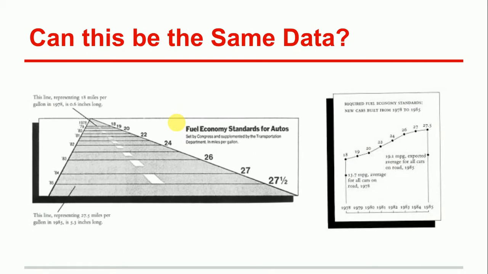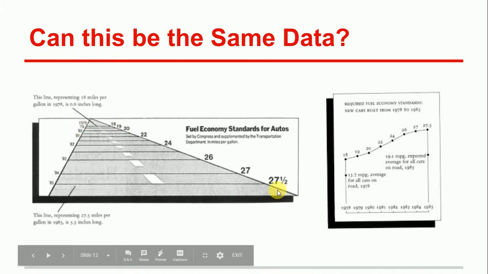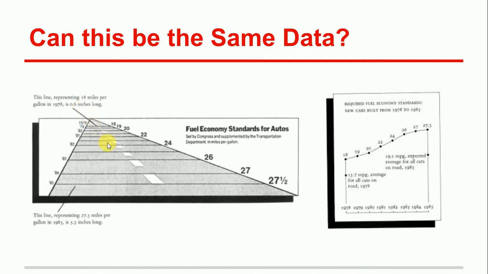Now looking at the same scale of proportions, if you look at 1978 to 1985, what this agency is trying to show is that the fuel economy standards for autos have improved. The fuel economy standard was 18 miles per gallon in 1978, now it's 27.